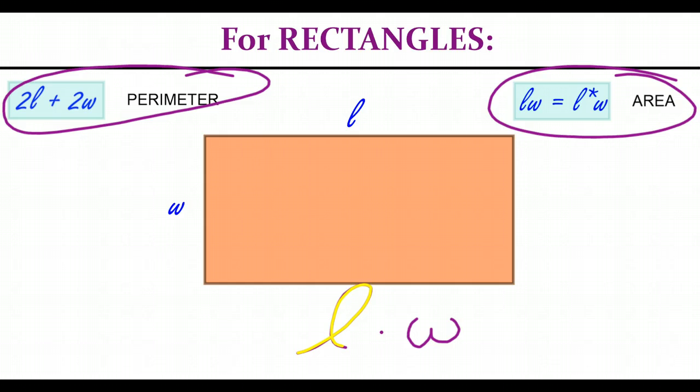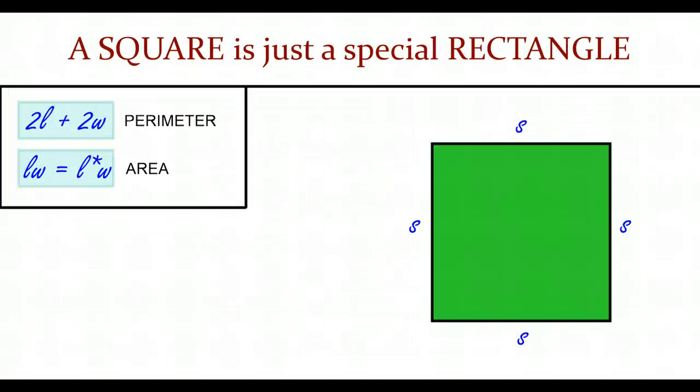And now we want to move on to what it means to find the perimeter and area of a square. Now a square is just a special type of rectangle. It is a special circumstance in which all of the sides are the same length, but a square is just a type of rectangle. So the perimeter and area formulas that we're going to use for a square are based on those of a rectangle.